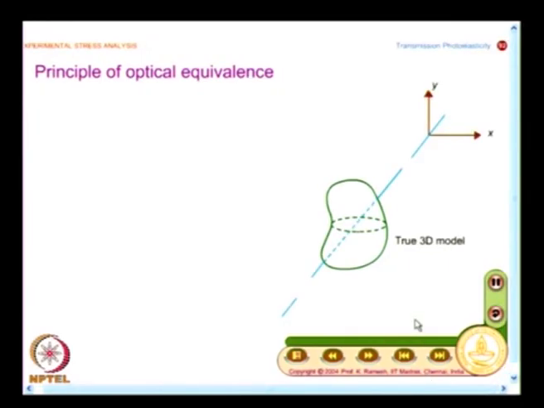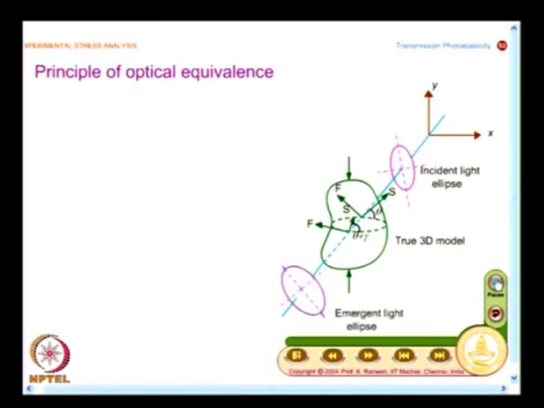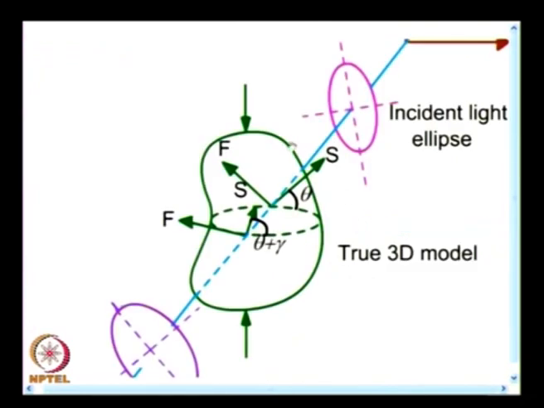Here also you need to make a neat sketch, and let us hypothesize what we call optically equivalent. We also need to bring in new terminologies. What I have here is a 3-dimensional model, and we have seen that in general a light ellipse impinges on the model, and because of the stress distribution along the light path, the incident light gets altered and essentially comes out as some other light ellipse with some azimuth and orientation.